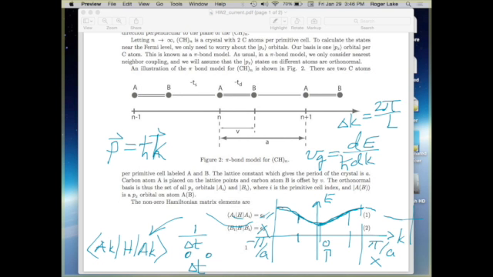If L goes to infinity, is delta K discrete? No, it's continuous. Delta K is zero, which means the distance between two K points is zero. K is a continuous variable. That's why we convert our sums to integrals. If we have a sum over K, we can convert it to an integral over K because K is a continuous variable.